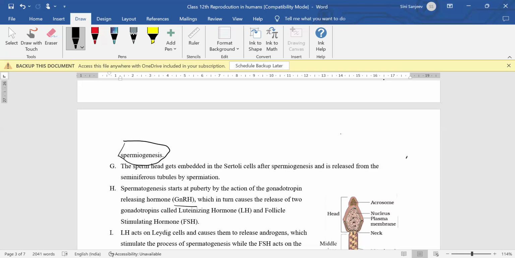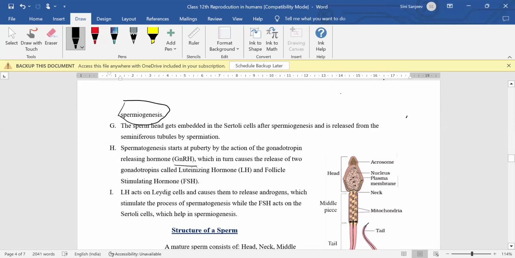Now, as I told you, the LH or luteinizing hormone acts on the Leydig cells. When luteinizing hormone is produced, it will release the androgens. Androgens are the male hormones, so it is going to stimulate the process of spermatogenesis. Whereas FSH, the follicle stimulating hormone, will act on the Sertoli cells and help in releasing the sperms from the Sertoli cells. So this is very important.